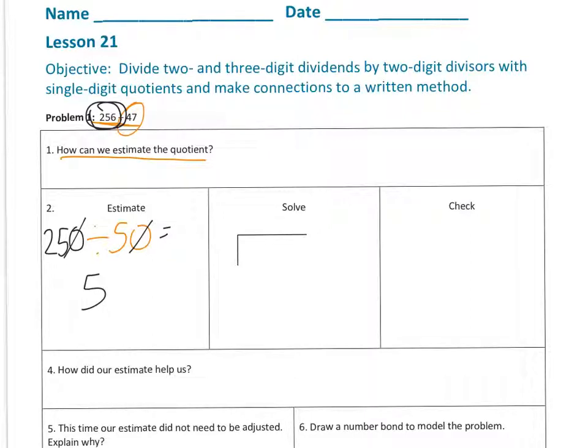Now let's take a moment so we can solve it properly. So 47 into 256, and then we estimated that it's going to go in 5 times. So there's our divide. Then we got to multiply 47 times 5. So we're just going to do that up here in the corner. 47 times 5, 5 times 7 is 35, carry our 3, 5 times 4 is 20, plus 3 is 23.